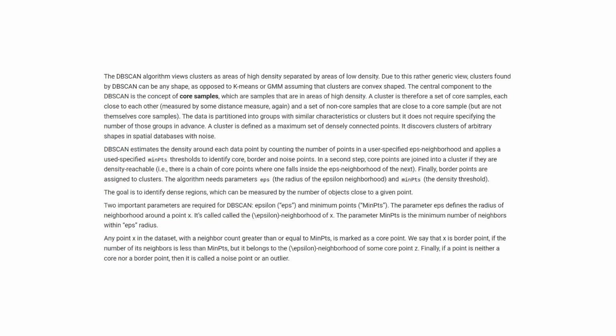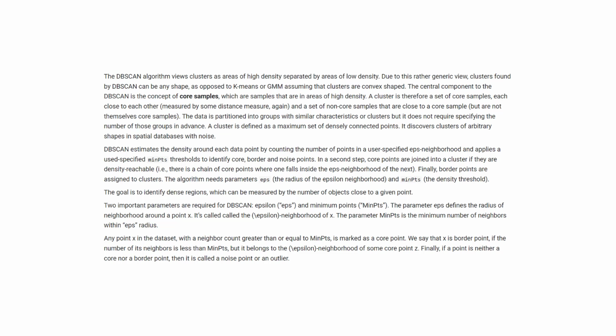The algorithm needs the parameters EPS, that is the radius of the epsilon neighborhood, and min points, that is the density threshold. So the goal is to identify dense regions, which can be measured by the number of objects close to a given point. So two important parameters are required, the EPS and the min PTS. The parameter EPS defines the radius of neighborhood around a point, and the parameter min points is the minimum number of neighbors within an EPS radius.